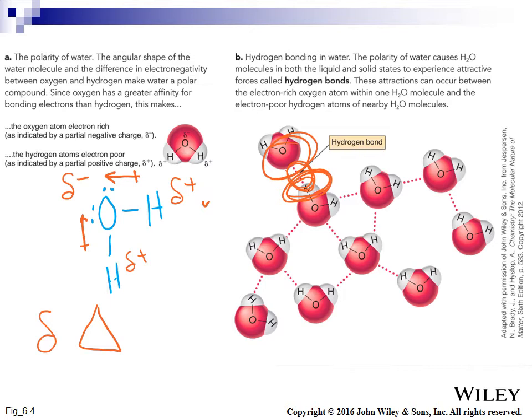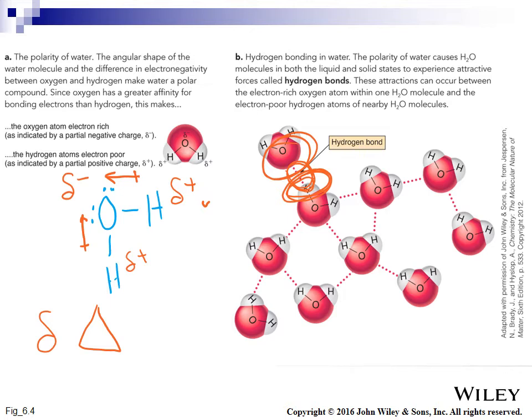So if we have a partial negative end on one molecule and a partial positive end on another molecule, they have this temporary attraction between them. Again, it's not as strong as a regular covalent bond. It can be up to like 5 to 10% the strength of a covalent bond, so it's much less. But it's still there.